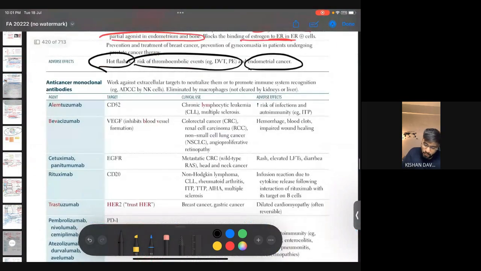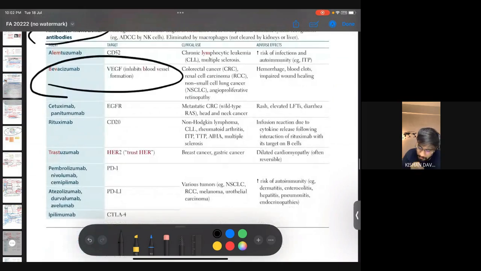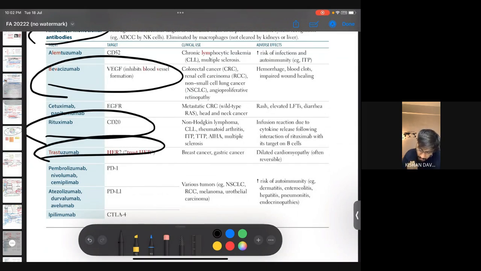Coming to the anti-cancer monoclonal antibodies, you don't have to remember all of them. I'll tell you what you need to remember and do that with utmost care. Bevacizumab is important. Rituximab is important. Trastuzumab is important.